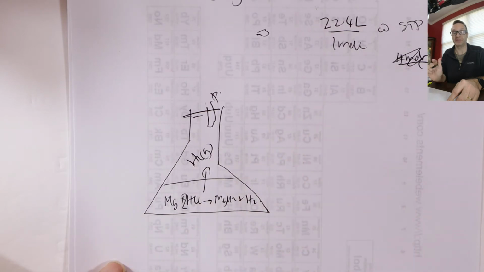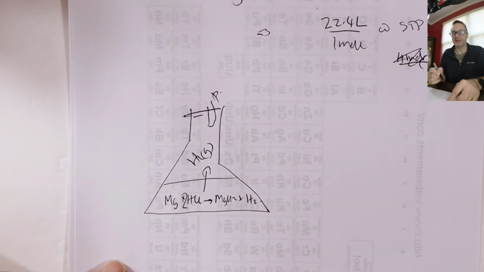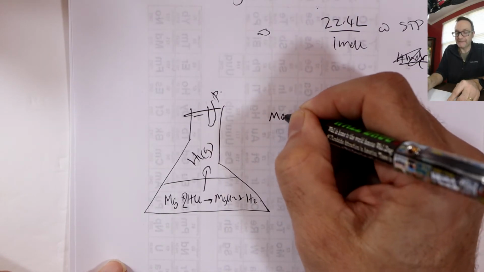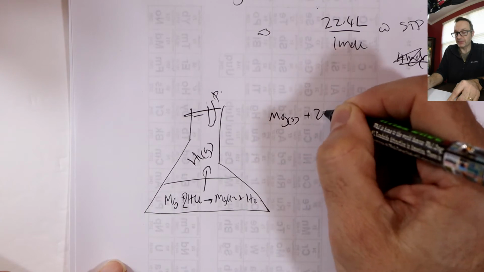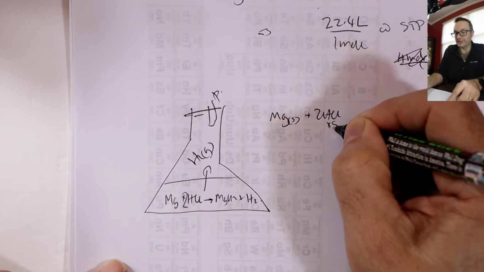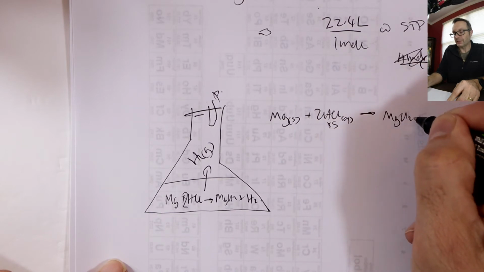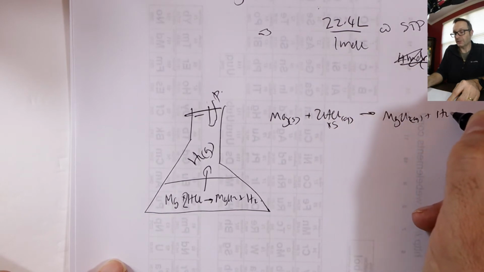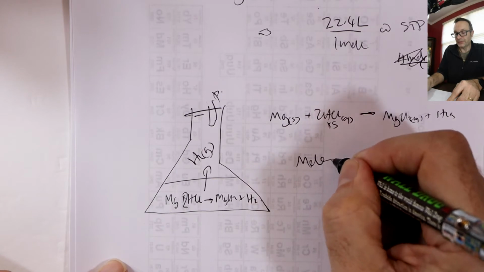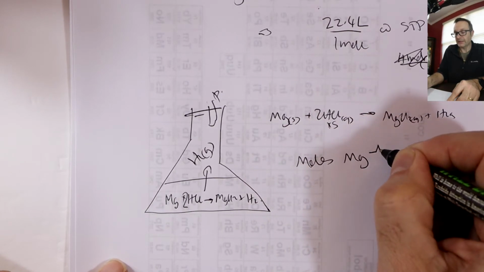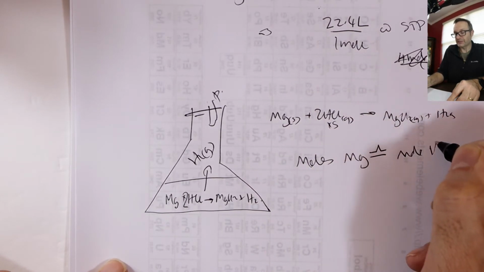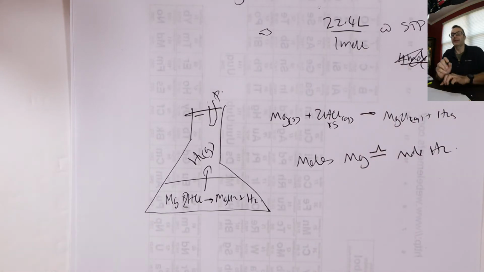We're going to have to do a little bit of conversion along the way, but that's our experiment. If you think about it, Mg solid plus 2HCl, which is in excess, aqueous, turns into MgCl2 aqueous plus H2. So moles of Mg is the same as moles of H2. And that's the trick.